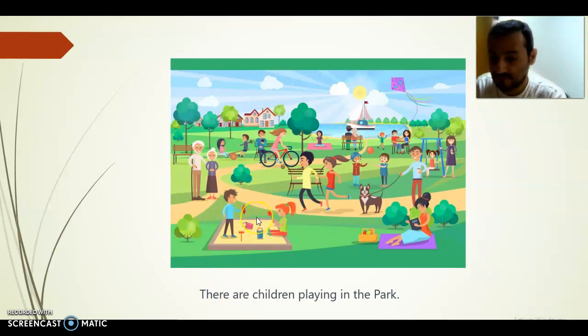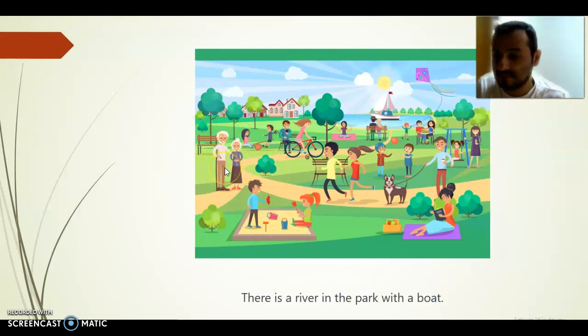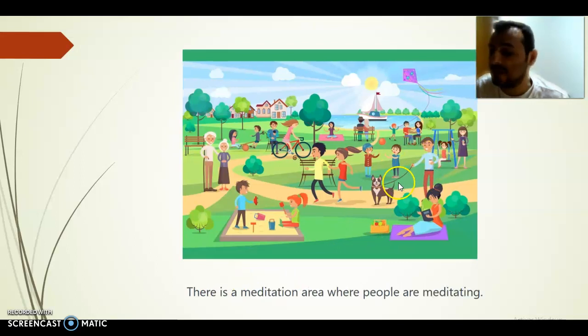There are grandfathers enjoying the park. There is a river in the park. Where are people walking? There are dogs in the park. There is a meditation area where people are meditating in this zone.